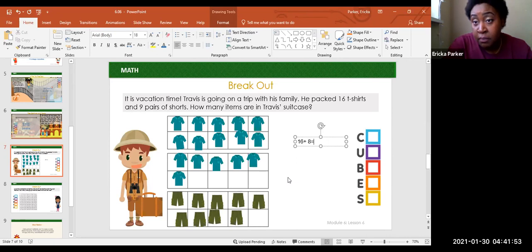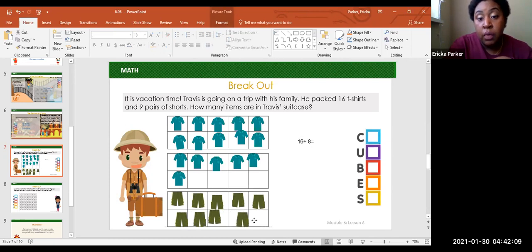You can use a 10 frame. If you need to use a 10 frame, use a 10 frame to do it. This is another way to answer the problems. So we know that it's 16 over here. We can just go ahead and do what? Count on.